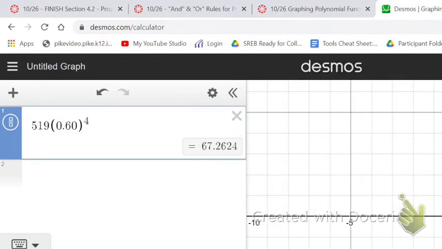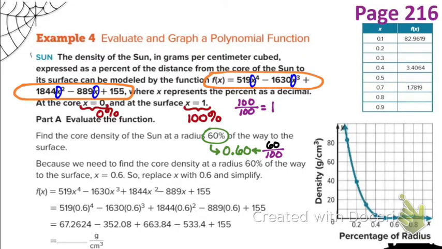You guys okay getting to the calculator? Yeah, all right. Perfect. We'll be on the next page. So right here, where it had that 67.264, the little check mark there. What's the next piece of this polynomial function? What's the next part? We're supposed to substitute in again. So minus 1630, and then we have another substitution.